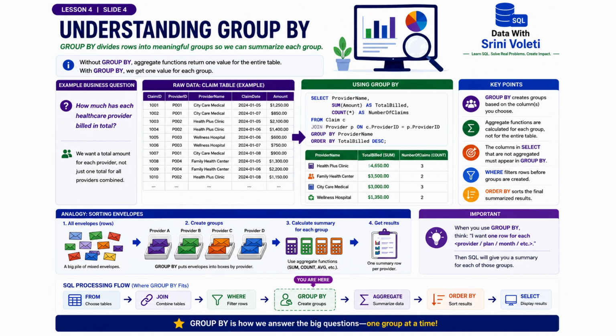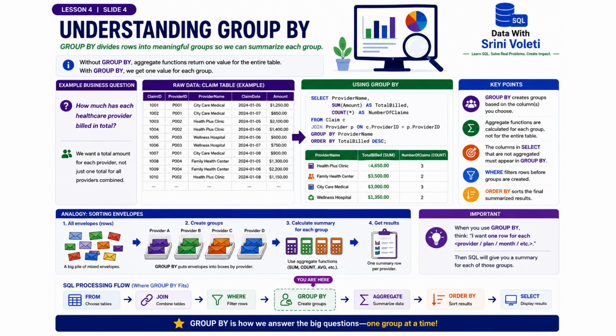Now I would like you to look at the envelope analogy at the bottom of the slide. Imagine someone dumps hundreds of envelopes onto your desk. If they are all mixed together, finding information is difficult. So what you do is sort them into separate piles, maybe by provider, maybe by insurance plan, maybe by month. Only after you have created those groups does it make sense to count them or total them together. That is exactly what SQL is doing. Group by simply organizes the rows before the calculation begins. Now let us look at our SQL processing flow.